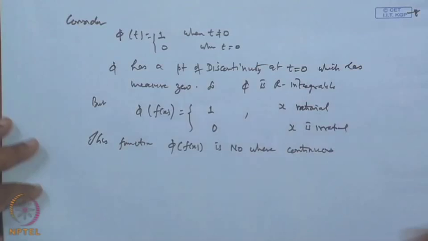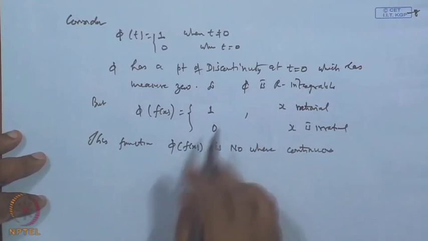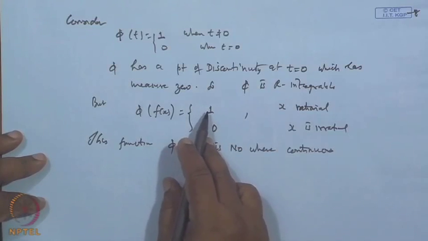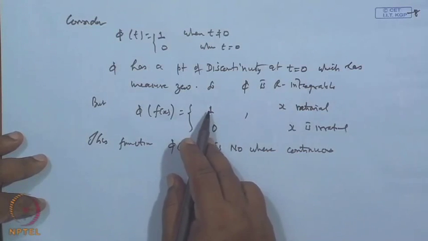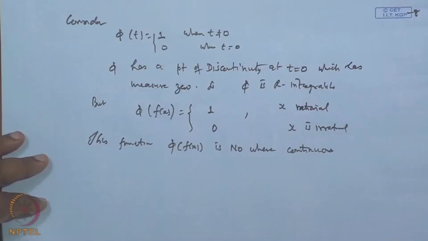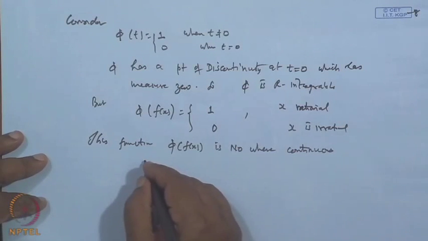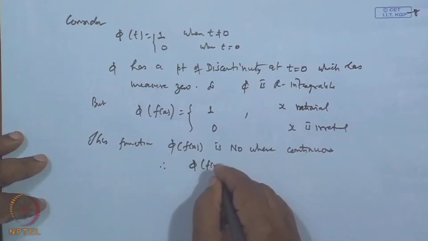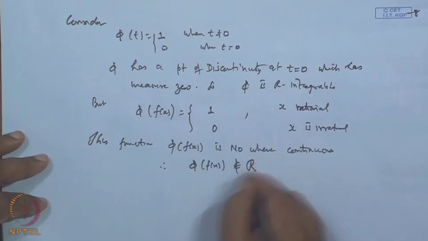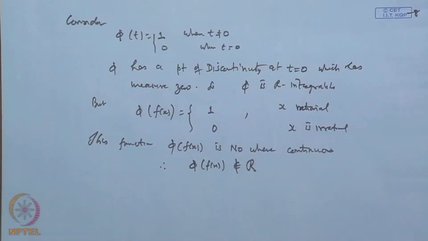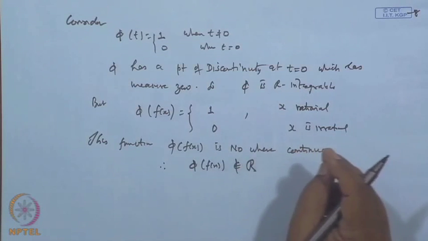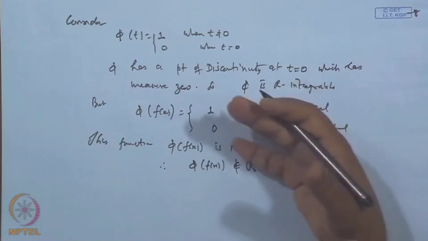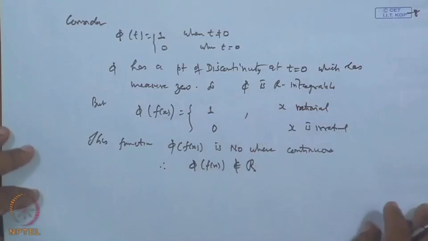In fact, it is a discontinuous function throughout this interval, because if you take a rational number, there is a sequence of irrationals which does not coincide with this. If you take a rational, the sequence is 1. So, throughout the interval it is a discontinuous function. Therefore, phi of f x cannot be a Riemann integrable function, because the necessary and sufficient condition for a function to be Riemann integrable is that it must be almost everywhere continuous, but it is not almost everywhere, it is everywhere discontinuous. So, it is not.